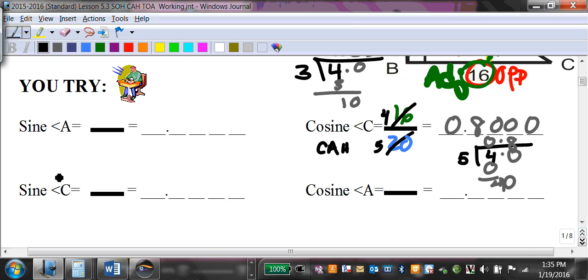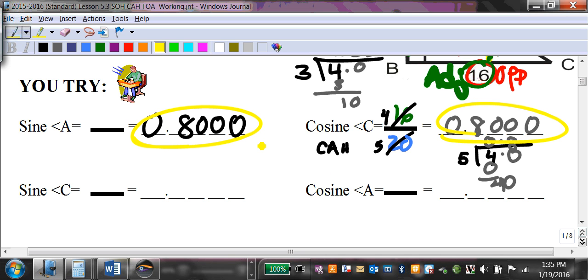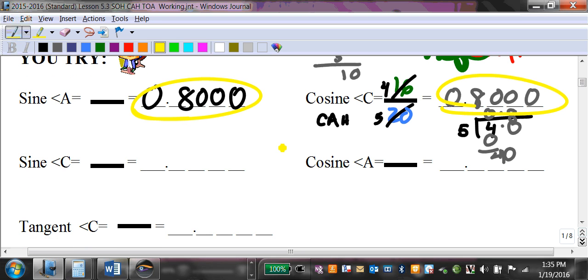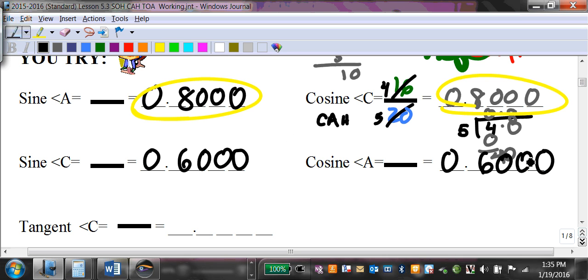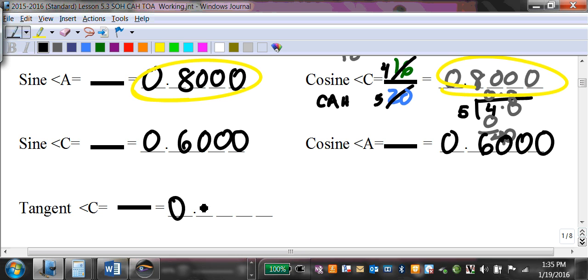The sine of A, 0.8000. The cosine of C, 0.8000. Circle those. Do you notice something? The sine of one angle is the cosine of the other. Down here, the sine of C, 0.6000, the cosine of A, 0.6000. How many of you did those two correctly? Again, the sine of one angle is the cosine of the other one. This one ended up being 3/4.